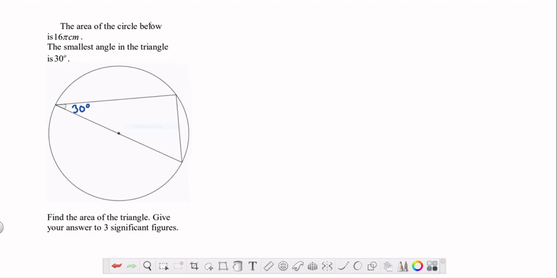The area of the circle below is 16 pi. It's talking about the area of the entire circle. The smallest angle in the triangle is 30 degrees, given in the diagram. Find the area of this triangle.